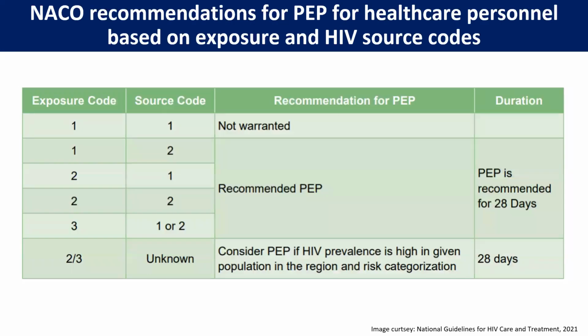So depending on the exposure code and source code, we divide them. If both are one, there is no need to start PEP. But if any of them is more than one, better to start PEP. And if source code is unknown, consider PEP. And PEP should be given for 28 days. And you have to calculate the prevalence of HIV in that particular area when the source's HIV status is unknown, and depending on that, you can categorize and start the PEP. If it is a high prevalent area, more risk of transmission, then you can start PEP directly.